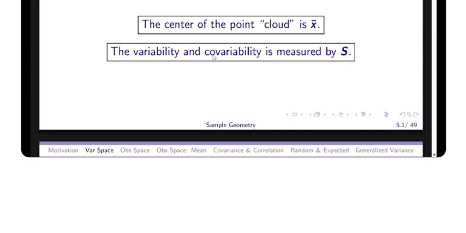Give me one second, I'm going to write this down. We also call it the centroid, or the center of mass.